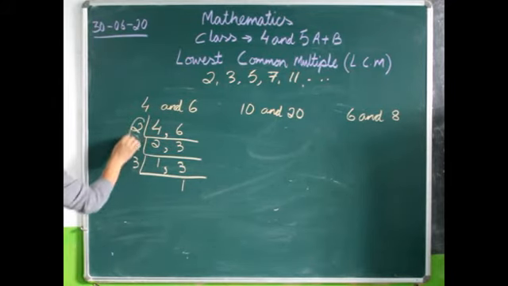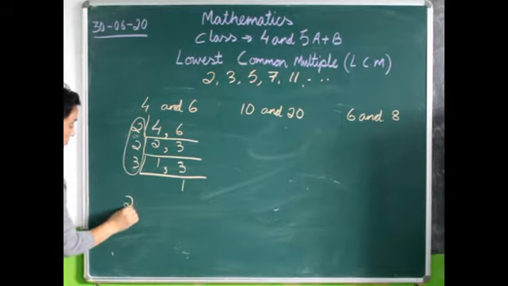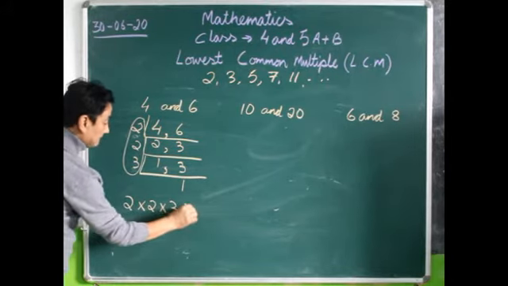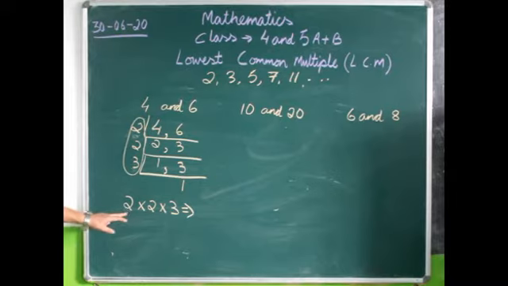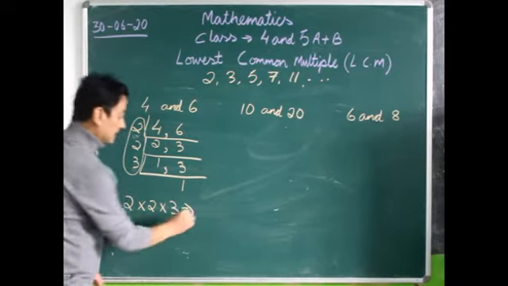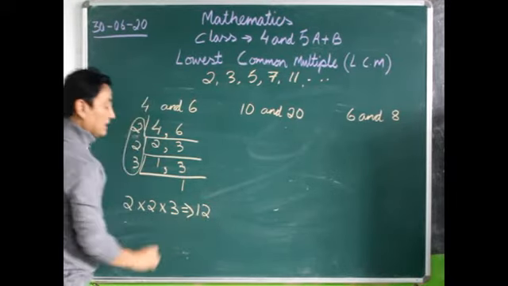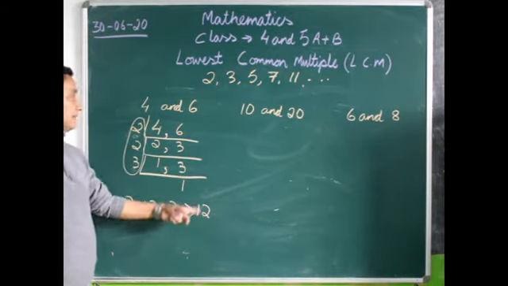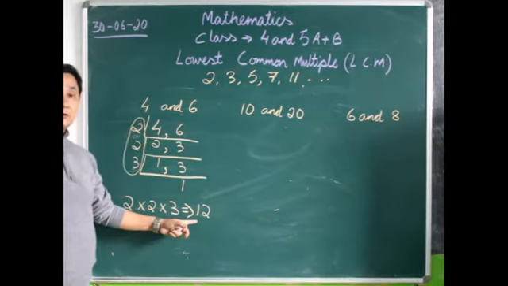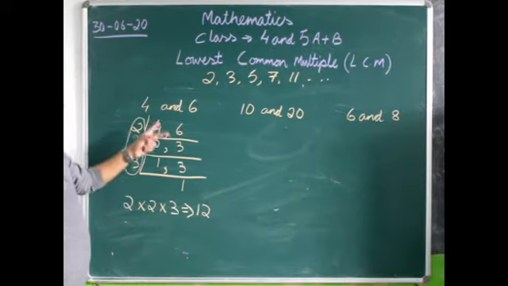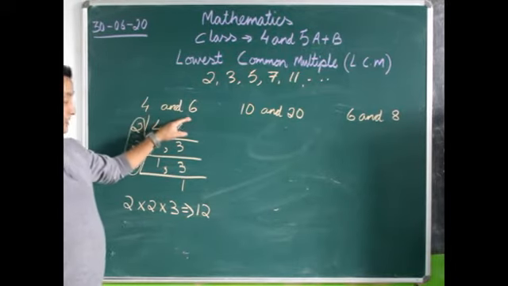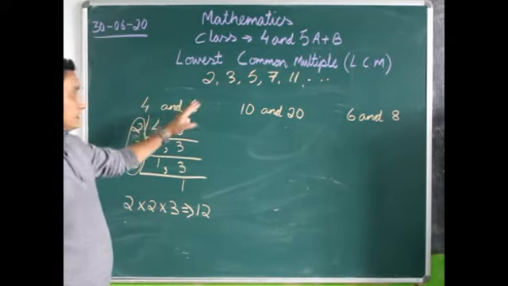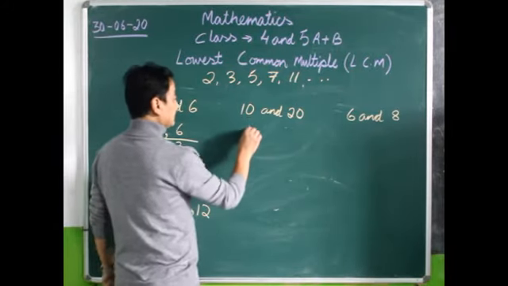So, bring all these numbers down. 2 into 2 into 3. What is the next step? We must multiply. 2 2s are 4, 4 3s are 12, and that 12 is your LCM. 4 goes into 12, 3 times. 6 goes into 12, 2 times. So we know now that 4 and 6 will go into 12, and 12 is the LCM of 4 and 6.